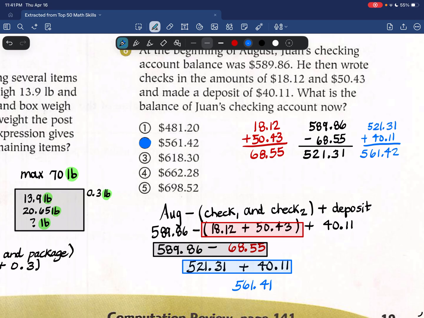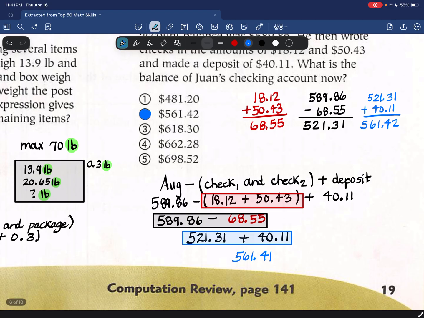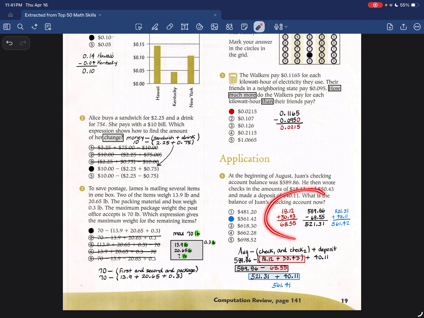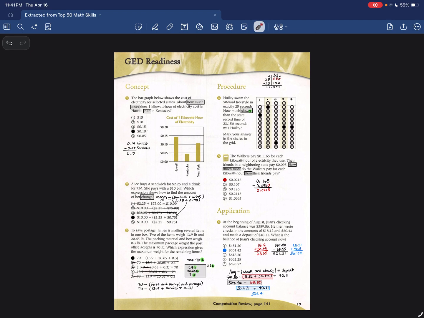Again, if you have not done the computation review, I strongly encourage you to do that because that will help you with this kind of stuff. Helps you be accurate and fast with those. It just sort of supplements what you're doing here. But please do not overlook those.